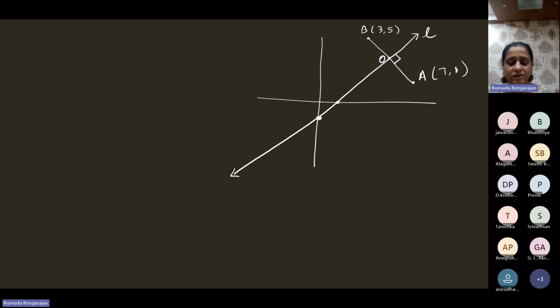Find also its point of intersection with the x-axis and y-axis. We need to find the coordinates of the point of intersection of this line with the x-axis and y-axis. I just want you to visualize what that question means. So this perpendicular bisector L intersects the x-axis at this point and the y-axis at this point. Maybe it intersects the axes at some other points. I'm just showing you this diagram to visualize. These may not be the exact points, so you need to find the address of these two points.